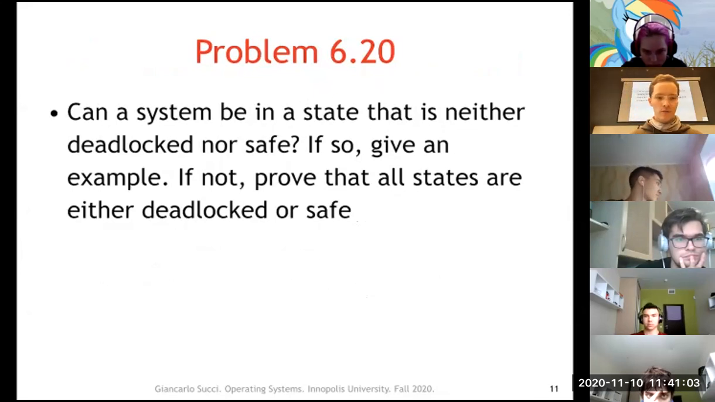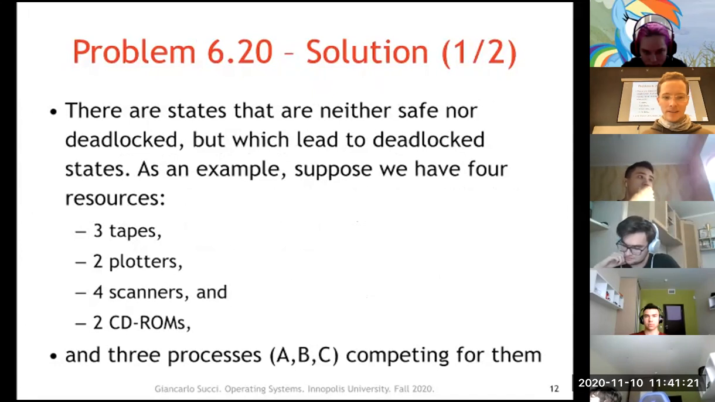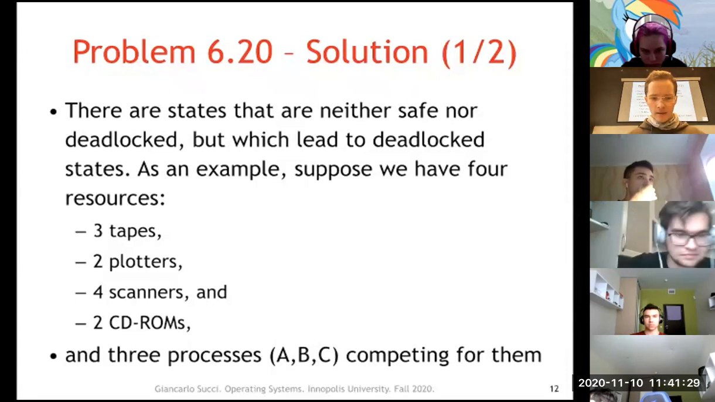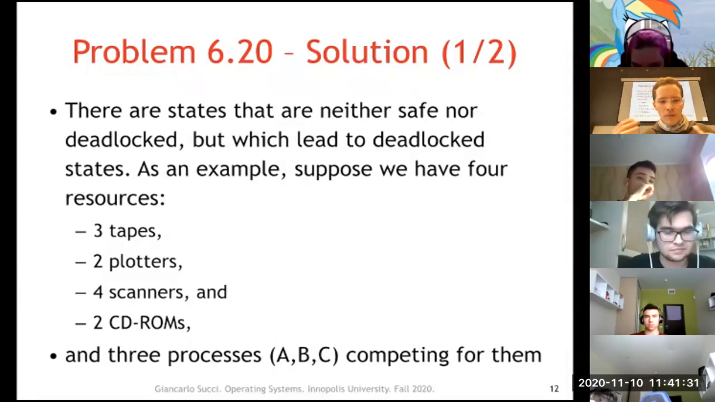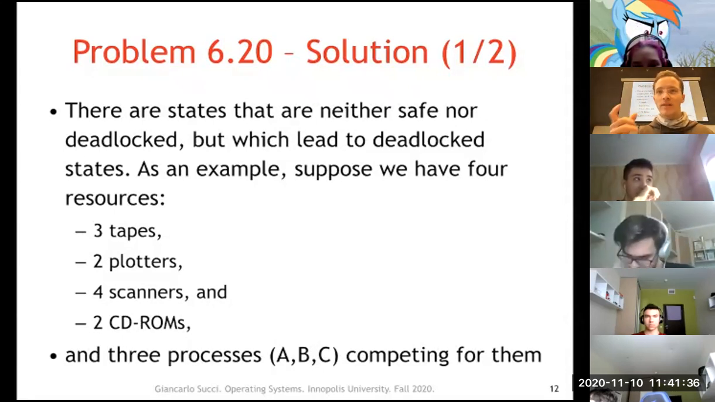Okay, this one is interesting. Can a system be in a state that is neither deadlocked nor safe? Livelock. Livelock is a great example, yes. So there can be such a state. But do we need to go through this exercise? The problem is that you may not know whether you will be deadlocked or not, especially if you do not know the number of resources that the process will acquire.